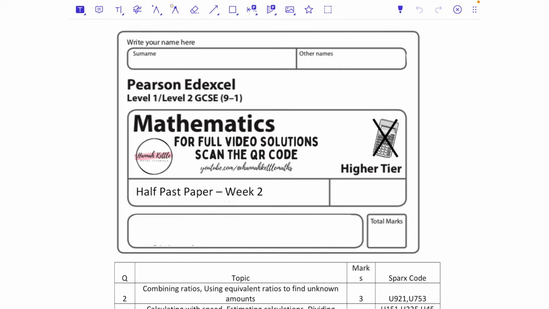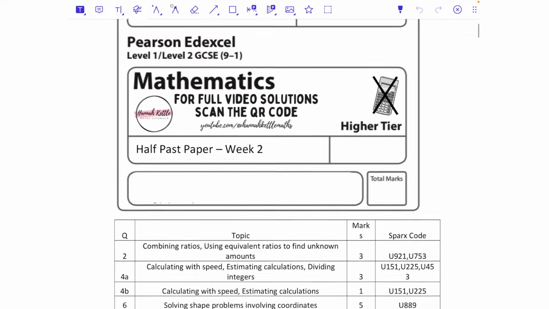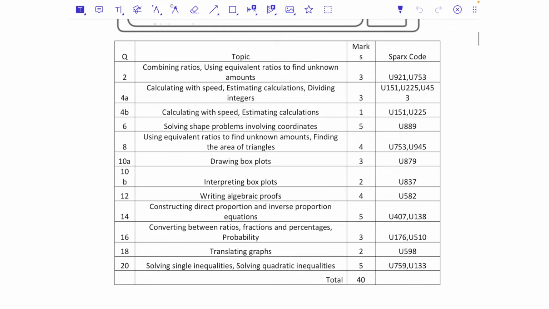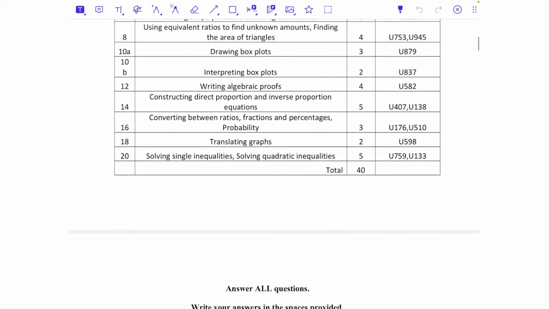Okay, so this is half past paper week number 2. This is the even numbers that go with the odd numbers of last week. Between last week and this week, you've now done a full past paper. So we've got all the Sparks codes here, if you have Sparks as your homework platform at school. If you don't, don't worry, but that's all the topics that we're going to go through.